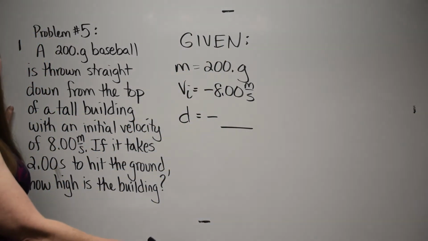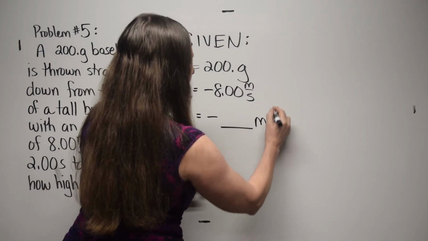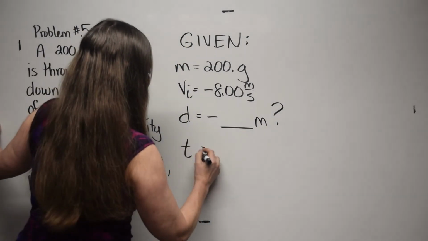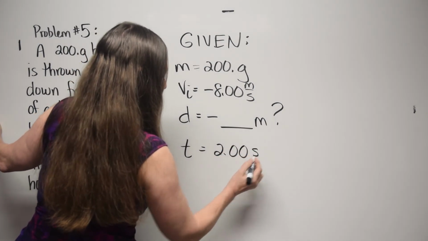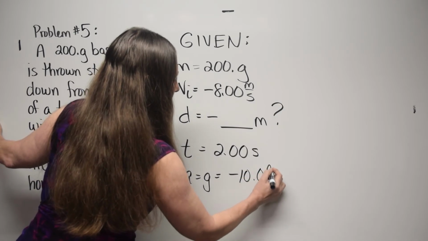well, the ball's going down. We're doing it from the perspective of how far down the ball travels. So that would come out negative also. If it takes 2 seconds, the time is 2 seconds. And the acceleration is g, which is negative 10 meters per second squared.